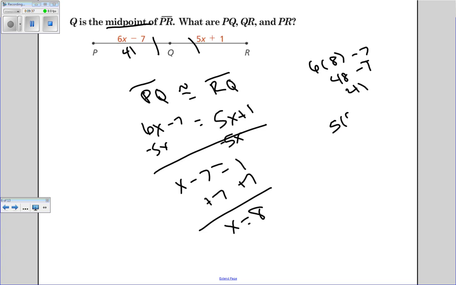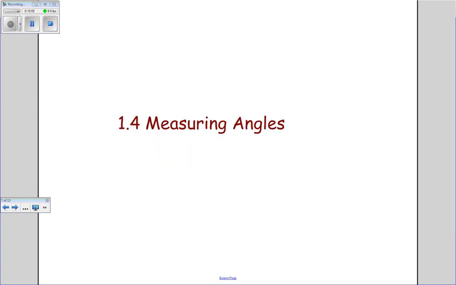QR, we have 5 times 8 plus 1. So 40 plus 1 is 41. Well, hey, look at that. They're the same thing, and they should be, because these have a midpoint, so they should be equal. And let's use our segment addition postulate and know that 41 plus 41, the length of PR, is going to be 82. Awesome. Next up, we're going to do another video for measuring angles.